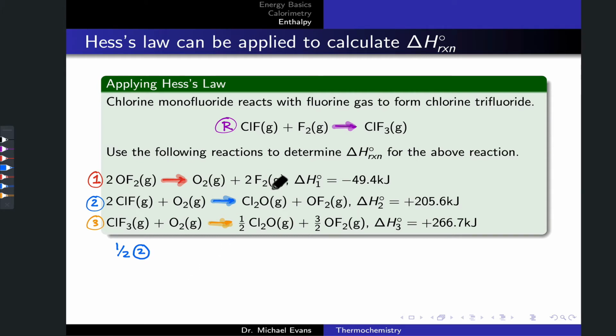Well, the only place F2 shows up is on the right-hand side of equation 1. So a couple things with that. First of all, the coefficient is 2, and I need a coefficient of 1 in my target reaction. So I'm going to have to multiply reaction 1 by 1/2. The other issue here is that F2 appears on the product side of reaction 1, but in our target reaction, it appears on the reactant side. So I'm going to need to reverse this reaction as well. So I'm going to need to take reaction 1 and reverse it, hence the negative sign, and scale it by 0.5 or 1/2.